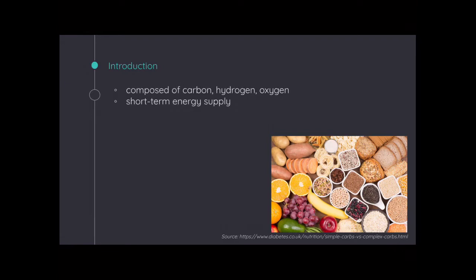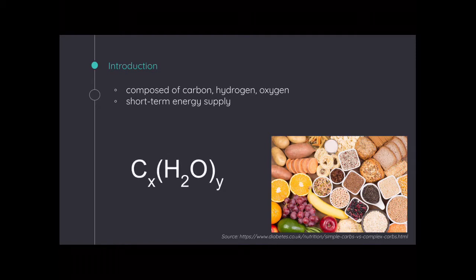To start, all carbohydrates are composed of three elements: carbon, hydrogen, and oxygen in a 1 to 2 to 1 ratio. This can be expressed in the general formula as shown here, where x and y are equal. There are two main types: monosaccharides, a single molecule, and polysaccharides, which are polymers of the monosaccharide unit.